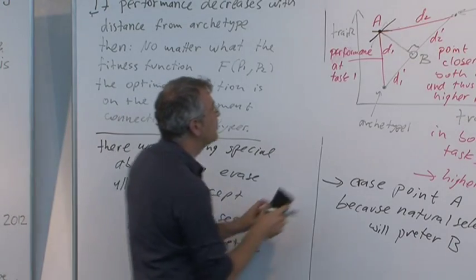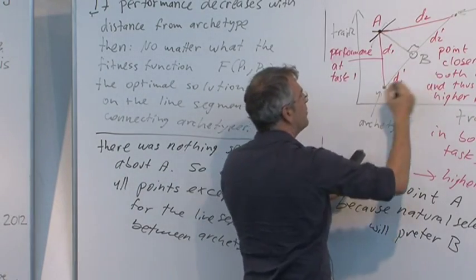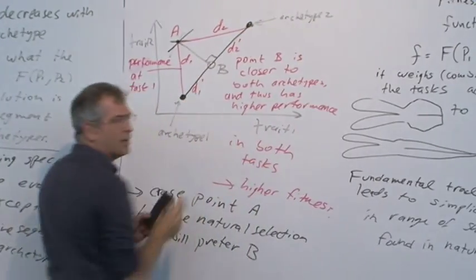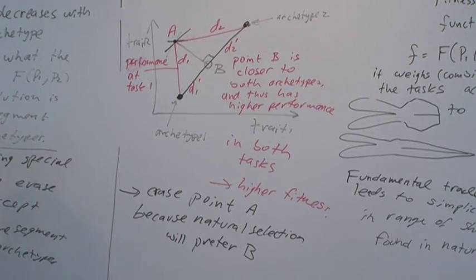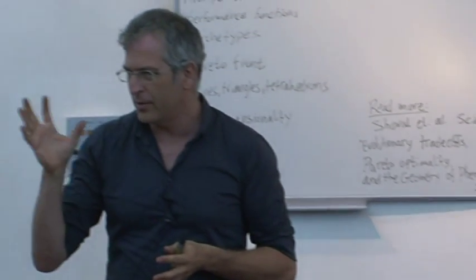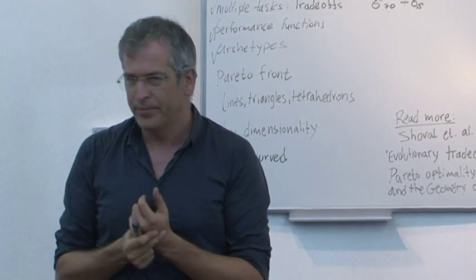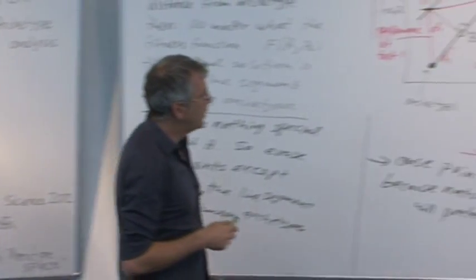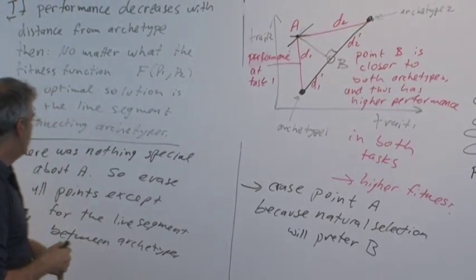So what we can do is erase all. I can do this for every point. And what I'm left with, the only points I can't erase are the points on the line. And this proves that the optimal solution, no matter what the niche is, has to be on the line connecting these two archetypes. It's not necessarily a straight line.